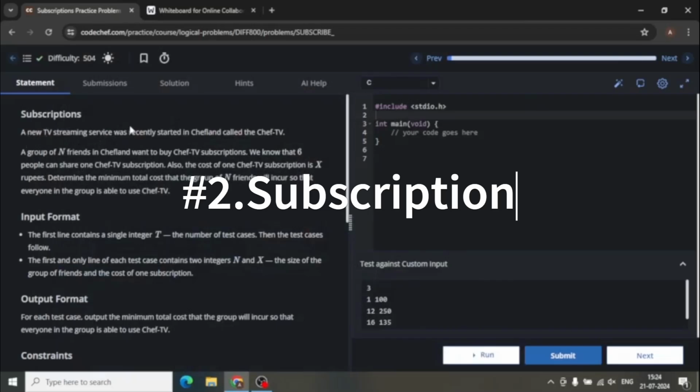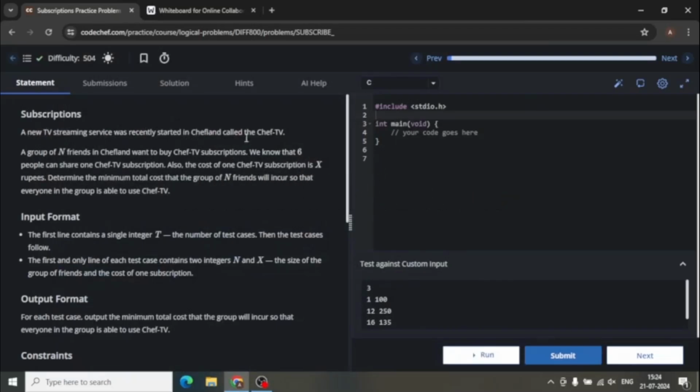Subscriptions. A new TV streaming service was recently started in Chefland called the Chef TV. A group of N friends in Chefland want to buy Chef TV subscriptions. We know that 6 people can share one Chef TV subscription. Also, the cost of one Chef TV subscription is X rupees. Determine the minimum total cost that the group of N friends will incur so that everyone in the group is able to use Chef TV.